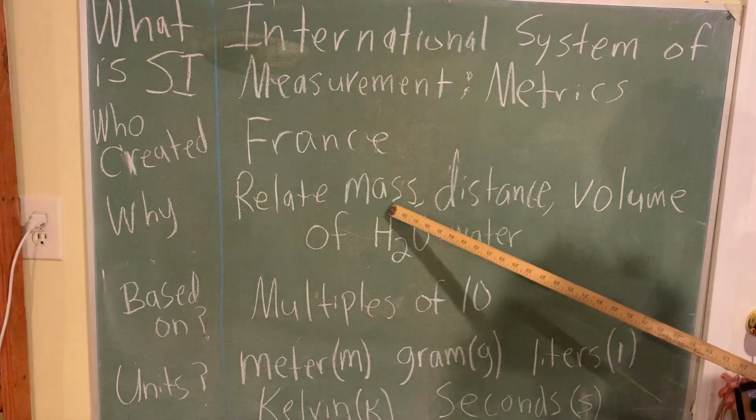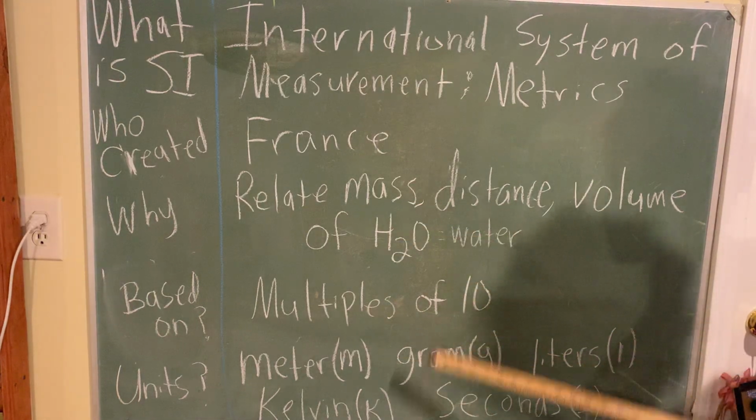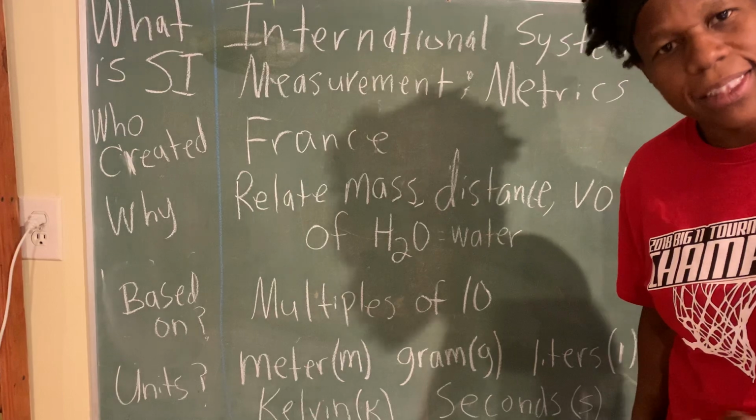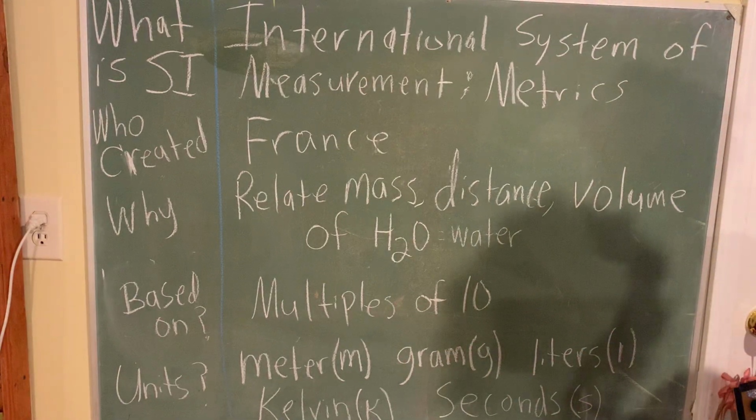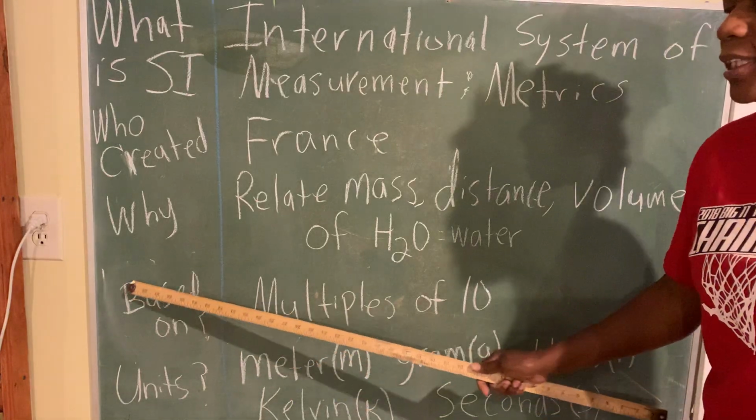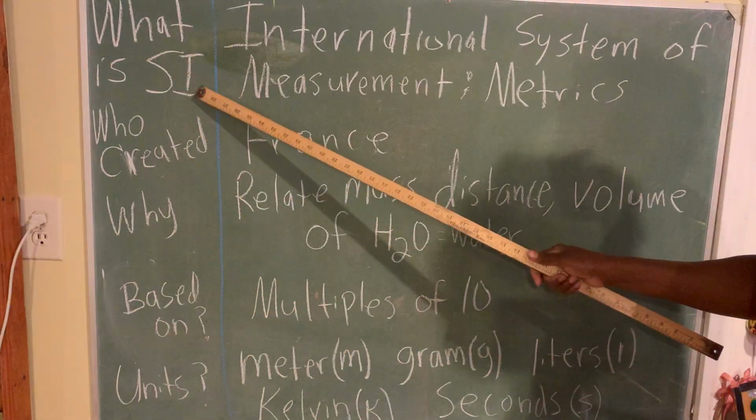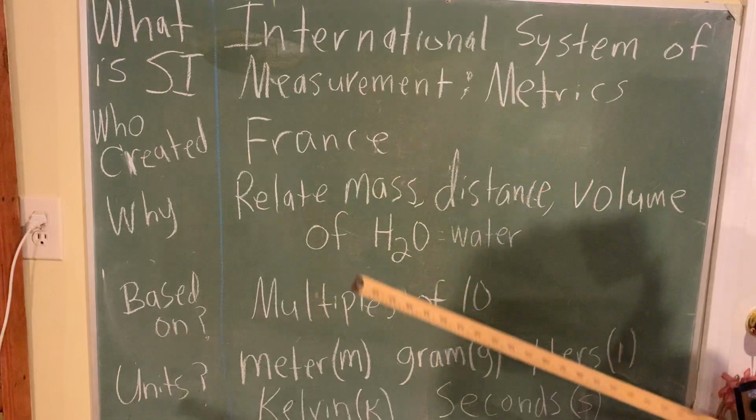So we're talking about mass. And distance is simply talking about length. Distance is length. And then volume is how much space something takes up. Okay, so what is the system based on? What is the SI or metric system based on?